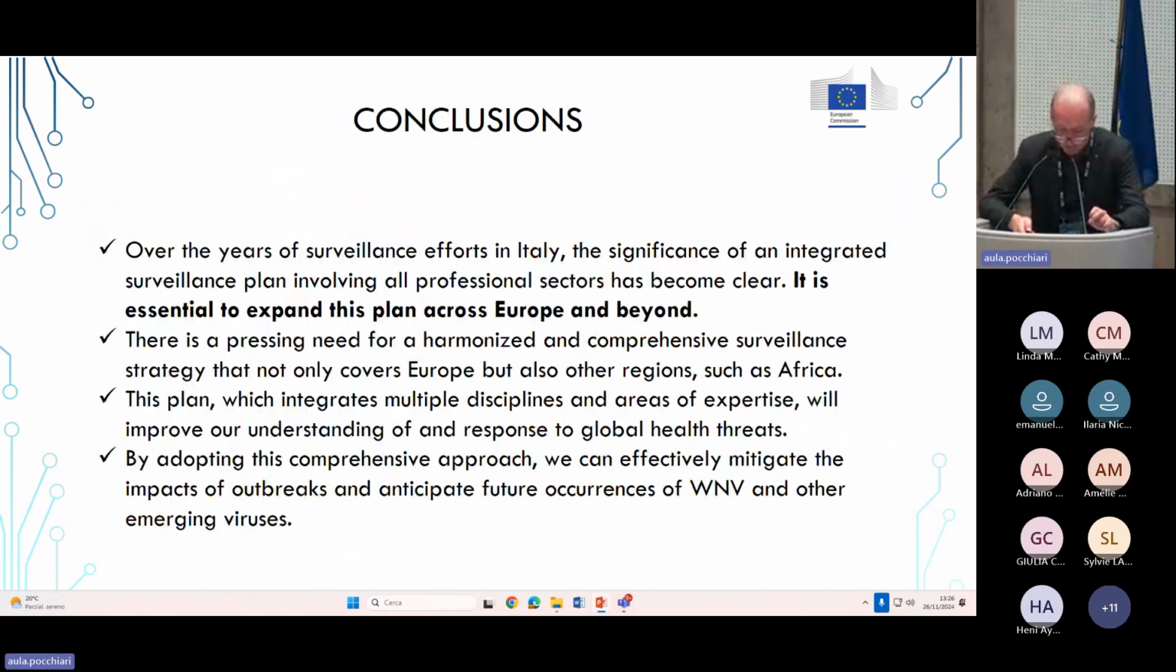That's the conclusion. Over the years of surveillance efforts in Italy, the significance of an integrated surveillance plan involving all professional sectors has become clear. So it is essential to expand this plan across Europe and beyond. There is a pressing need for a harmonized and comprehensive surveillance strategy that not only covers Europe, but also other regions like Africa. By adopting this comprehensive approach, we can effectively mitigate the impacts of outbreaks and anticipate future occurrences of West Nile virus and other pathogens.